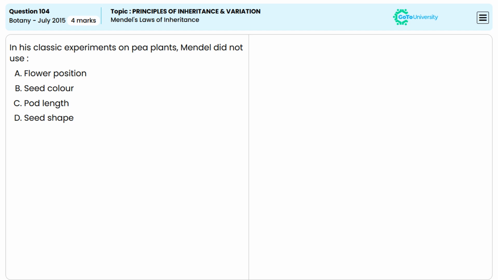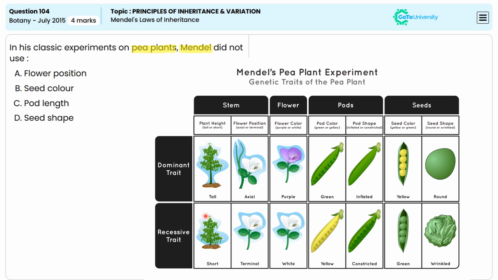Which among the following traits was not used by Mendel in his classic experiments on pea plants? In his classic experiments on pea plants, Gregor Mendel studied 7 traits.